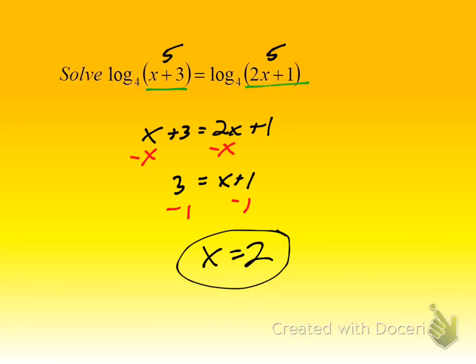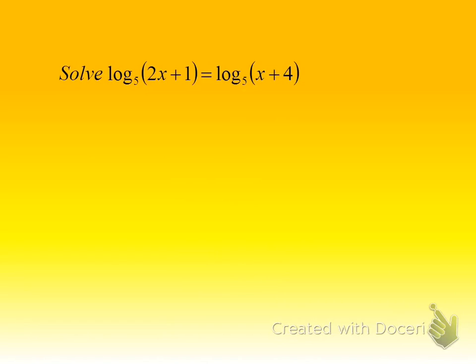Let's try again. So log base 5 of 2x plus 1 equals log base 5 of x plus 4. Do you have logs on both sides? Yes. Are they of the same base? Yes. So cancel them out. So 2x plus 1 equals x plus 4.